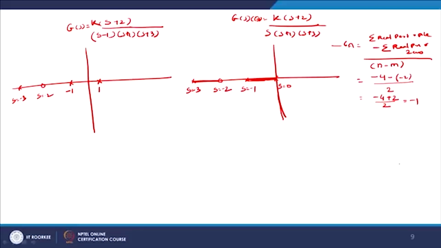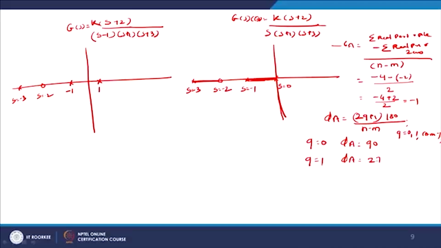And what about the angle? The angle is defined as phi equals (2q plus 1) times 180 divided by n minus m, and in this case q varies from 0, 1 up to n minus m minus 1. So when q equals 0, we will get 90 degrees, and when q equals 1, we get 180 into 3 divided by 2, so around 270 degrees. So these are the asymptotic angles.